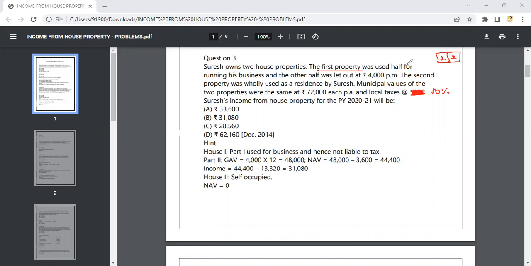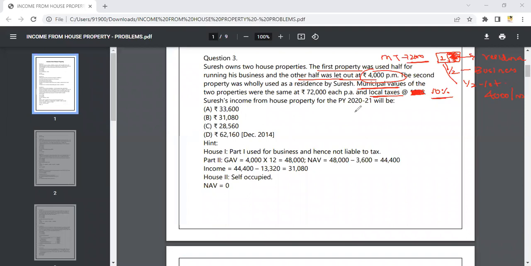The first property was half used for running the business. He is using half of the property for the purpose of doing business, and the other half he has let out. Half is business, half is let out property. Out of the let out property, he is getting 4,000 rupees per month. The second property he is using for his own residence. The municipal tax he pays on both properties is 72,000 every year, and the local tax is 10%.